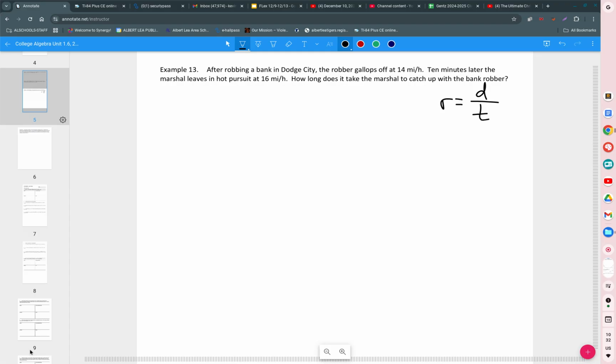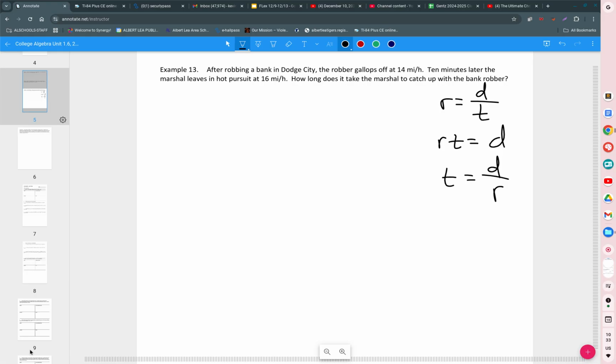The second question is do you know that rate is distance over time is the same thing as rate times time is equal to distance if you just multiply both sides by t? Or if you divide both sides by r, we have time is equal to my distance divided by my rate. You have three different equations. So which one do you use? Probably the one that says time. Me too. Because how long does it take the marshal to catch up with the bank robber?